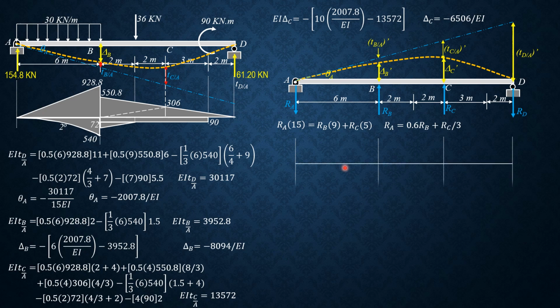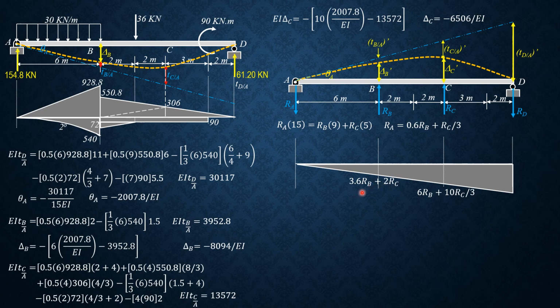Then let's have the moment diagram by parts. Let's make D our moment center. So that's why we have here 0.6 quantity 0.6 RB plus RC over 3 times 15. So this becomes 9 times 6 first, times 6. So quantity 0.6 RB plus RC over 3 times 6 is 3.6 RB plus 2 RC. Next times 10, so 6 RB here plus 10 thirds R sub C. While here times 15, so 9 RB plus 5 R sub C.